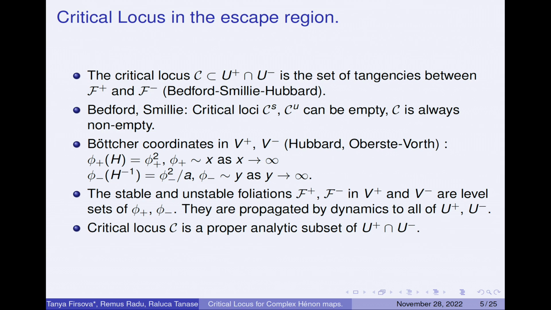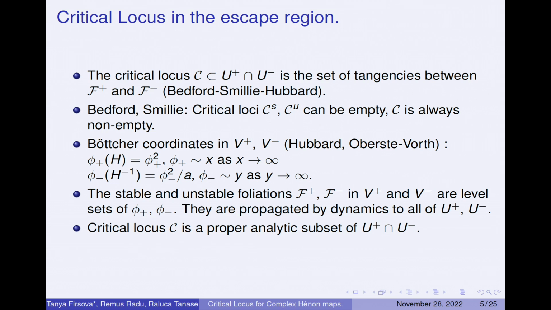Bedford and Smillie showed that stable critical locus and unstable critical locus can be empty, but the critical locus in the escape set is always non-empty. Just a couple more words about the stable and unstable critical locus. They define measures, stable and unstable measures on these critical loci, and they wrote formulas for the Lyapunov exponent similar to the Przytycki-Manning formula in one dimension in terms of these critical measures. So let me now discuss the superstable and superunstable foliations in detail.